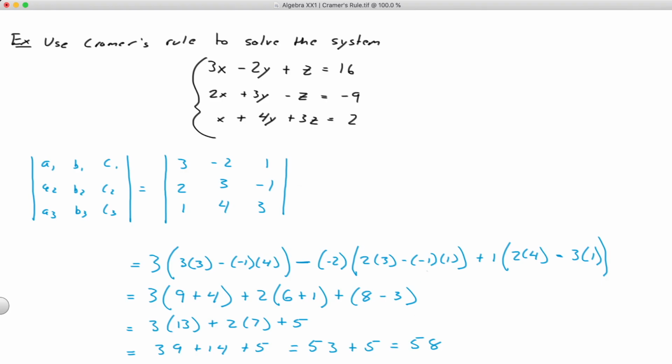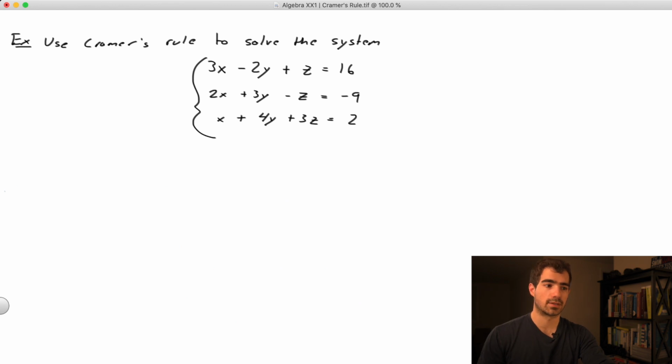And now this would represent our denominator of all three of our variables, x, y, and z. And so we're going to take this value and hold on to it for later. And now from here, we'll want to look at the specific determinants for x, y, and z. And so we'll have x is equal to the determinant of replacing the x coefficients with our constants.